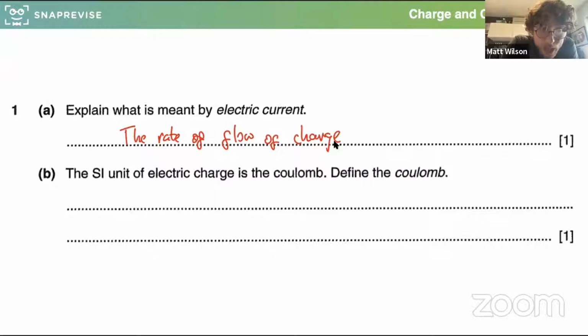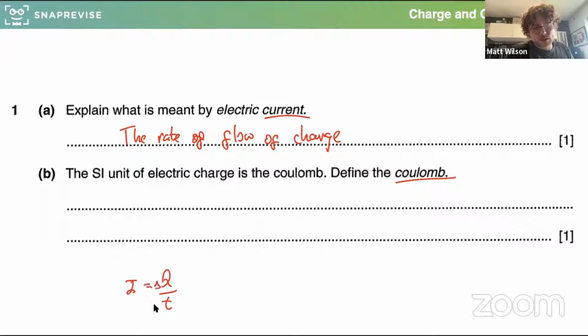Part B. The SI unit of charge is the coulomb. Define the coulomb. This is a really good question because it's a classic kind of question, and there's a pretty clear technique for answering. You might say the coulomb is the unit of charge, but we can say a bit more to make sure we definitely get the mark. You want to find the defining equation that the coulomb appears in. They've already given us a clue here: it's the equation that involves current. So we have current equals change in charge over change in time.